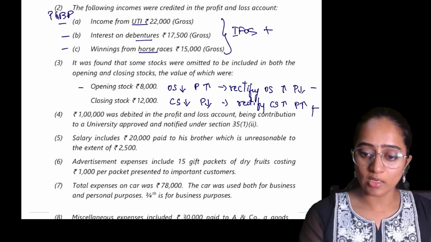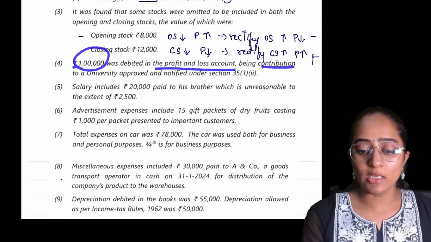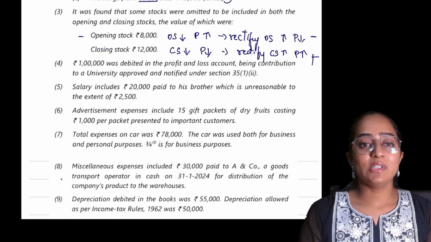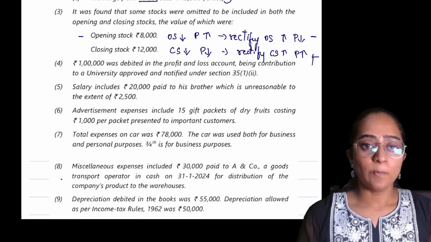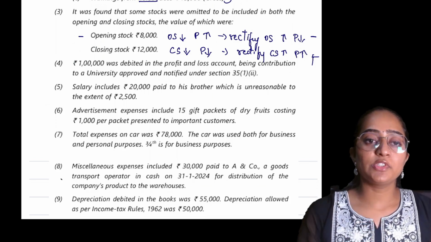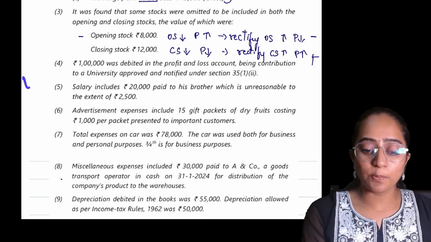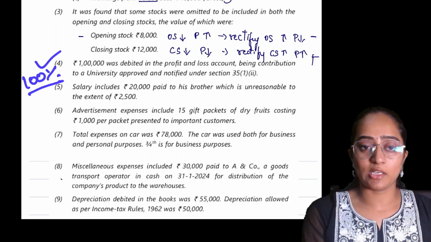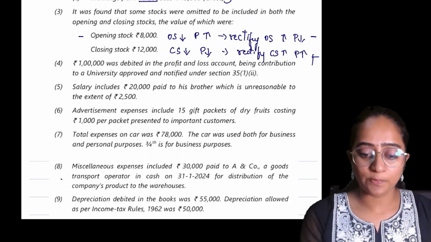Clear? Great. 1 lakh was debited in the profit and loss account, being contributed to a university approved and notified under section 35(1)(ii). All of us know that whatever contribution you are making to a university approved under 35(1)(ii), 100% of such amount is allowed as deduction. Clear? 100% of such amount is allowed as deduction.